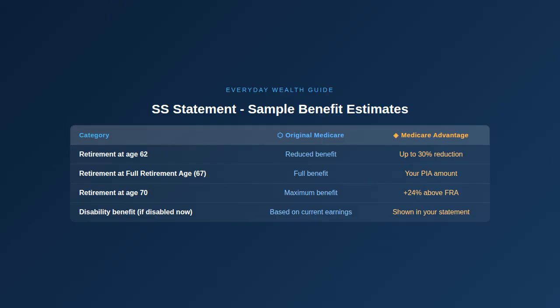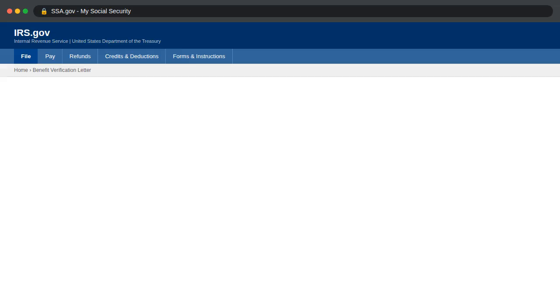Your Social Security statement shows 3 benefit estimates: your retirement benefit at 62, at your full retirement age, and at 70. It also shows your disability benefit if you became disabled today, and what your family would receive as survivors. Download this as a PDF and keep it with your financial documents. SSA recommends reviewing it once a year.